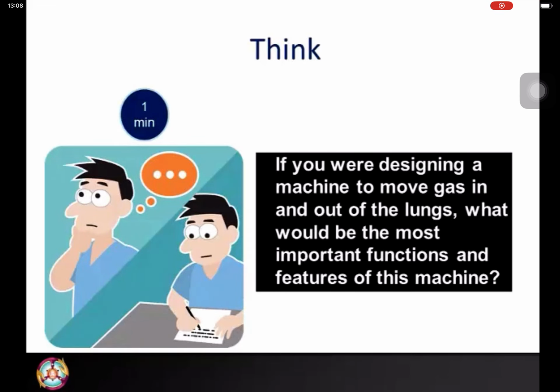Before we go on with the lecture, I'd like you to think for a minute. If you were designing a machine to move gas in and out of the lungs, what would be the most important functions and features of this machine?